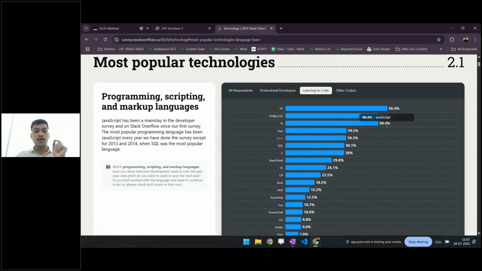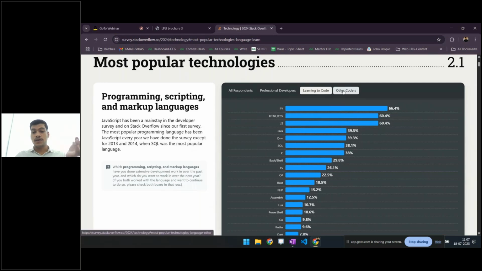60.4% of the students, the people who are about to learn code and interact with any programming language, put JavaScript in their top 3 languages. That is what the 60.4% graph means.